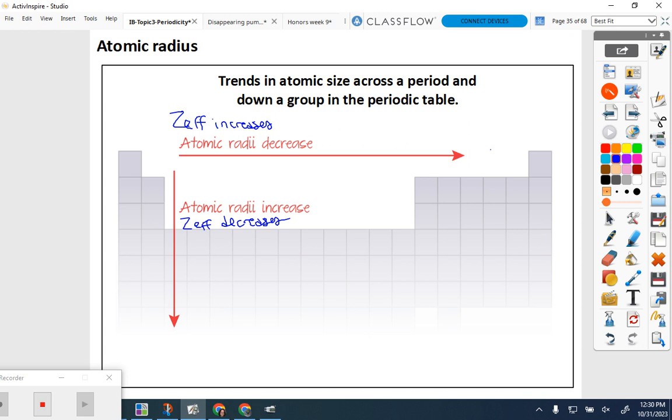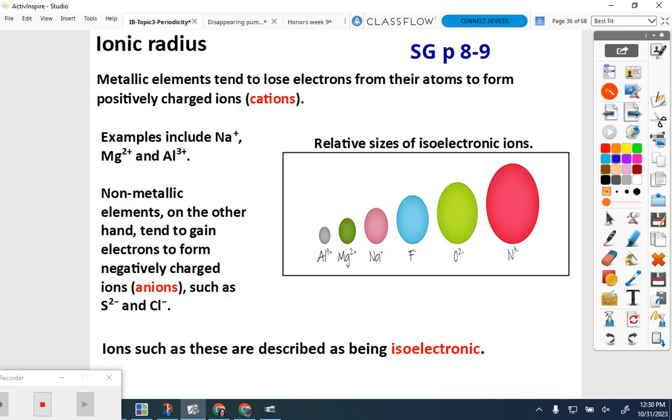So that's atomic radius. We've done that. But another thing that we're now going to add, and this is pages 8 to 9 on your study guide, is the radius of ions. This is something new that we didn't really cover in honors chemistry.